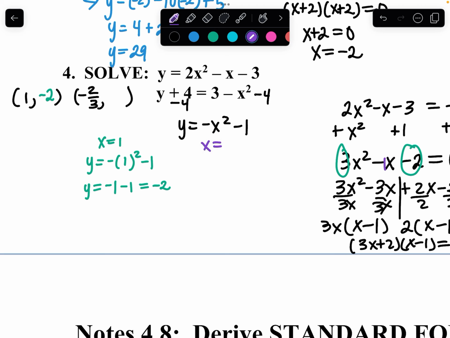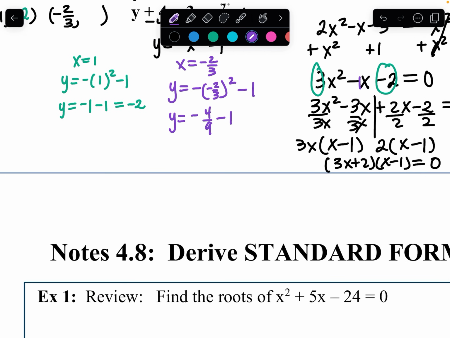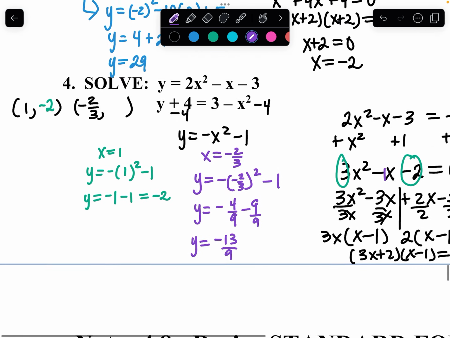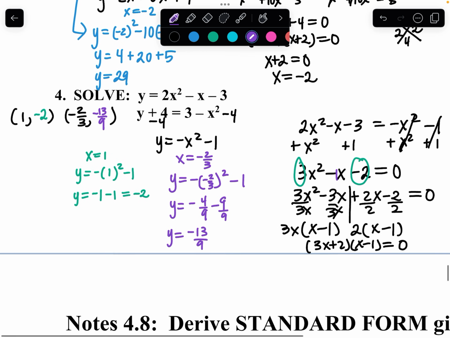And then for x equals negative 2/3, y equals negative x squared minus 1. And then the negative 2/3 goes here. Negative 2/3 squared is positive 4/9, but we still have the negative outside. And then to subtract the 1, we can write that as 9/9, which would give us a negative 13/9. And so negative 13/9 would be the y coordinate for negative 2/3.